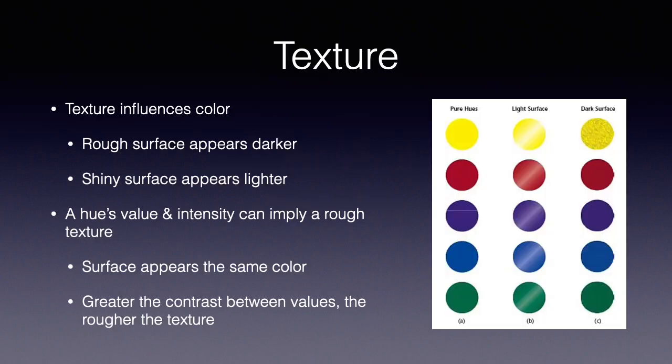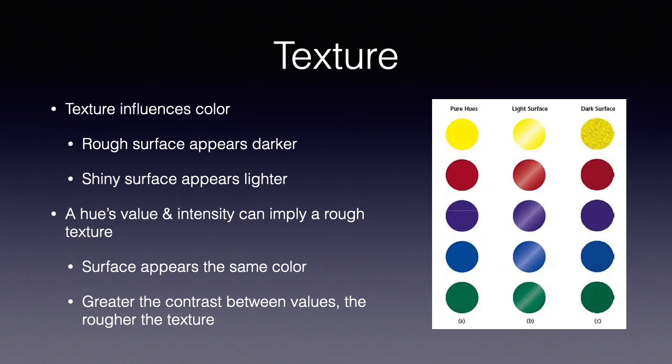So texture. The color of an object or surface is affected by its texture. Texture can make a surface appear lighter or darker. A rough surface is going to appear darker in color versus a surface that is more shiny or flat. Those surfaces will appear lighter in color.